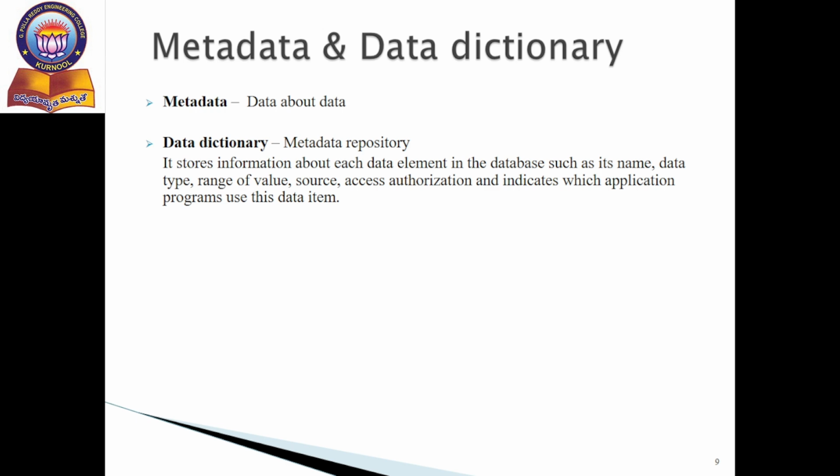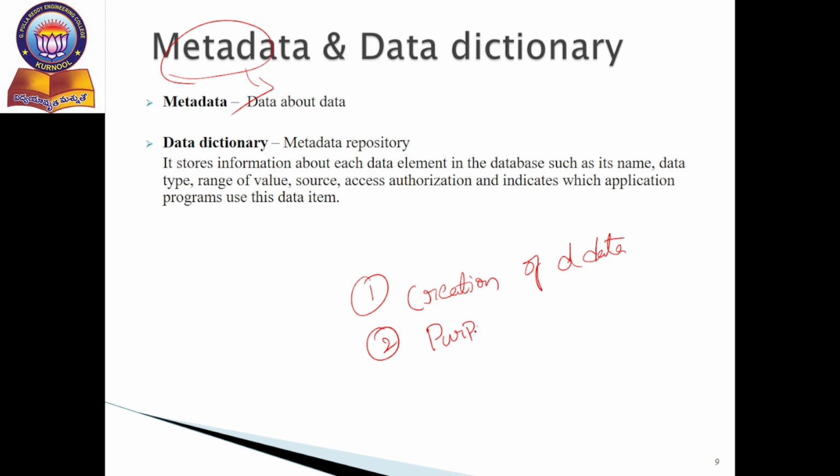Next, metadata and data dictionary. Metadata, as we all already know, is data about the data. It is the overall description of the database. It is specified by a set of definitions and constraints. For example, the means of creation of the data or the purpose of the data. First one, creation of the data. Second one is the purpose of the data.